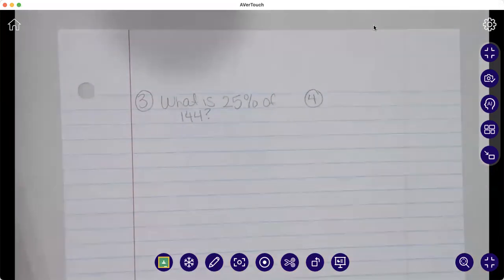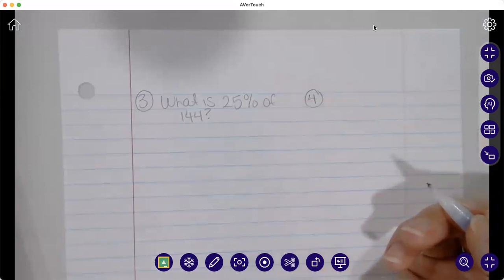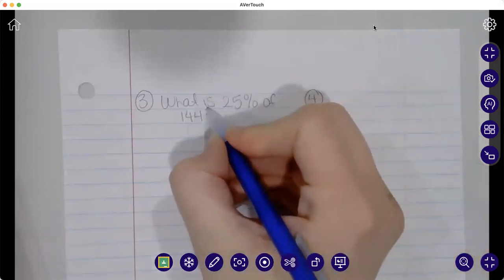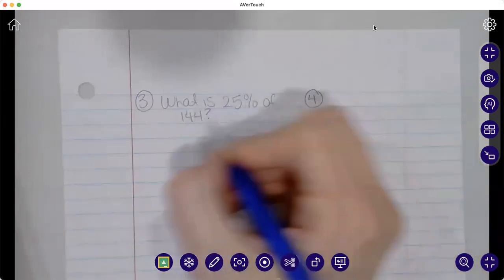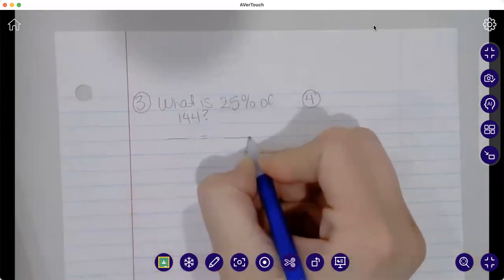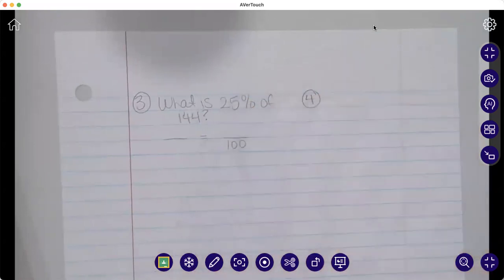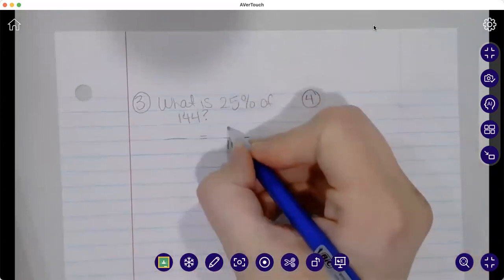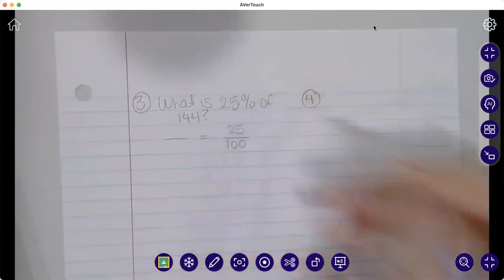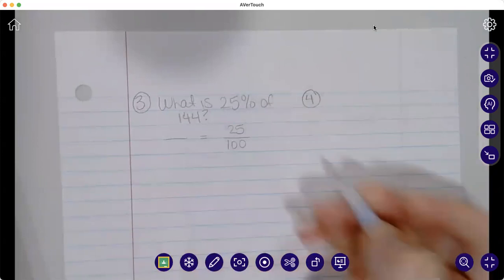So first thing we need to do is set up our percent proportion. So what are we looking for? Okay. We're looking for what is 25% of 144. So we're going to set up our proportion. And we know it's 25 because that's clearly with the percent. The question is, what are we looking for? Are we looking for our part or our base?